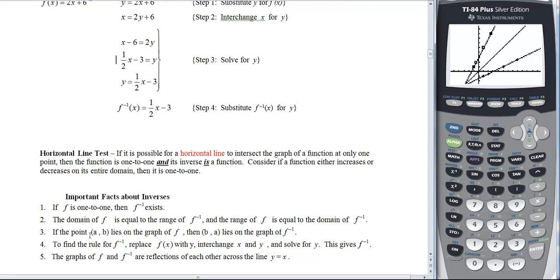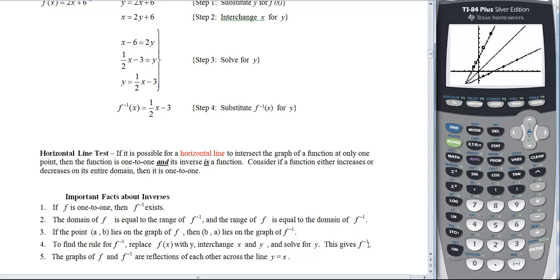Number 3, if the point (a, b) lies on the graph of f, then the point (b, a) lies on the graph of f inverse. Almost says the exact same thing as 2. Interchanging your first and second coordinates. To find the rule for f inverse, or the equation, replace f of x with y, step 1. Interchange x and y, step 2. Solve for y, that's step 3.